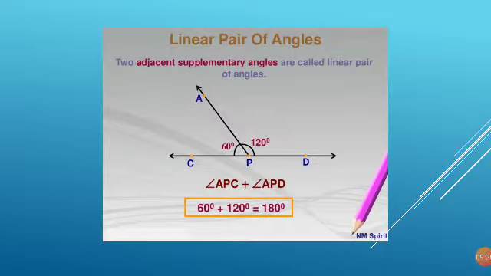That is called a straight angle. Straight angle is CPD. CPD is a linear pair of angles. CPD is 180 degrees. Such a special pair of adjacent angles is called a linear pair.